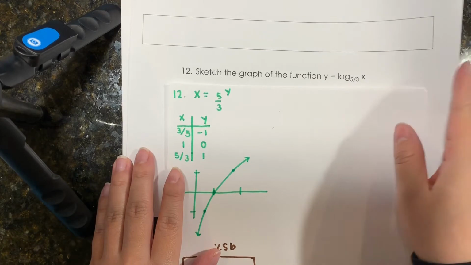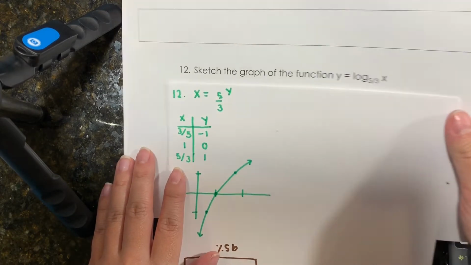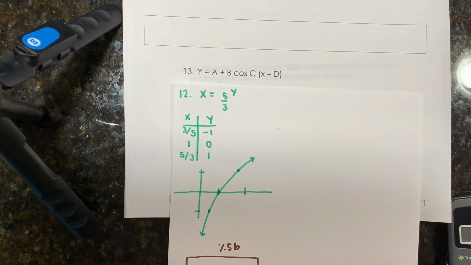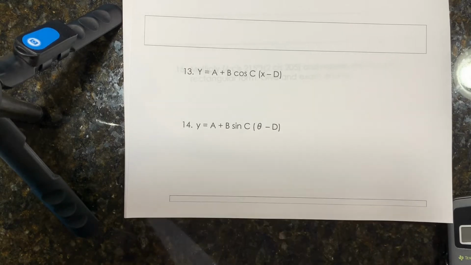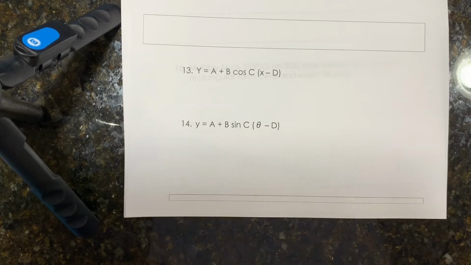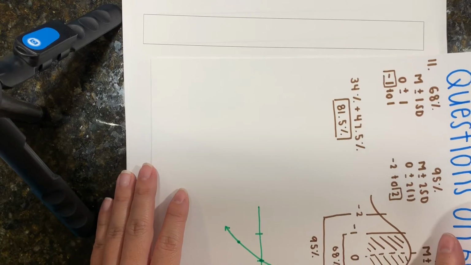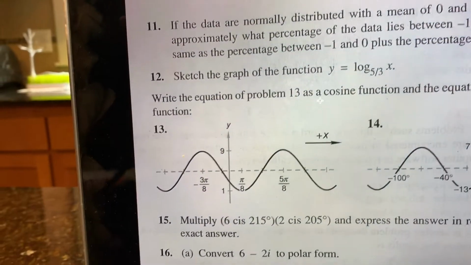Now moving on to numbers 13 and 14. Number 13 we need to write as a cosine function, and then 14 we're going to write as a sine function. So if you look with me on number 13.